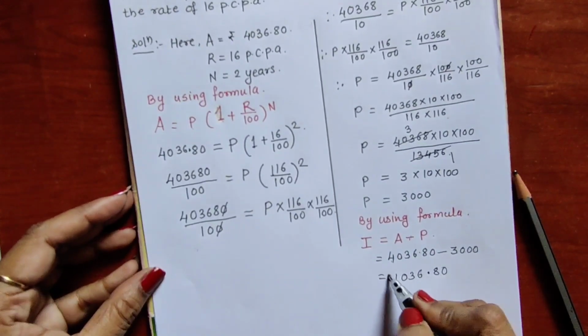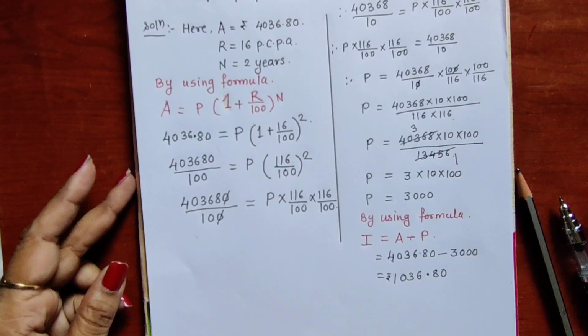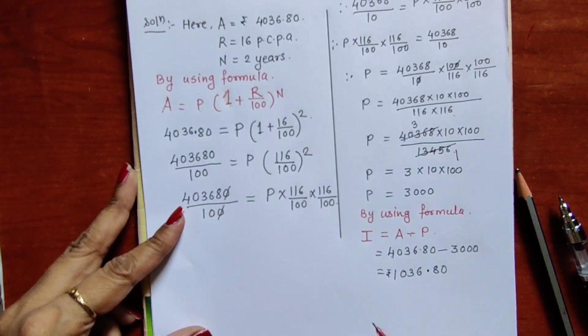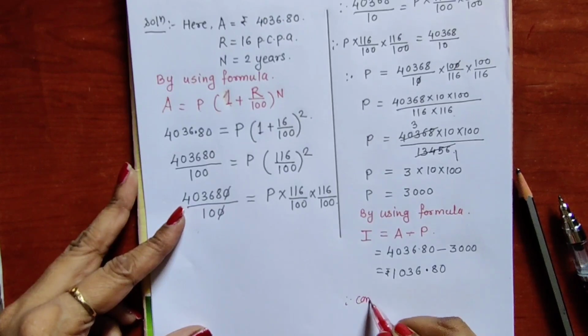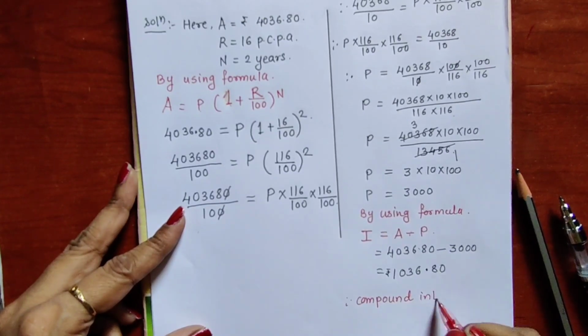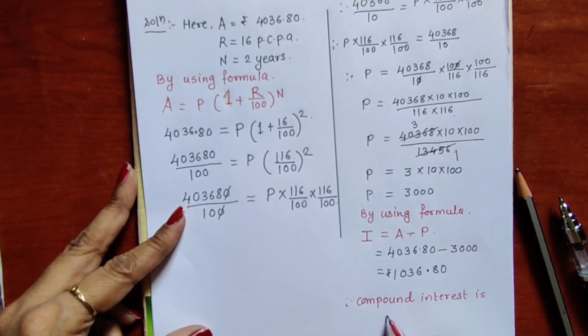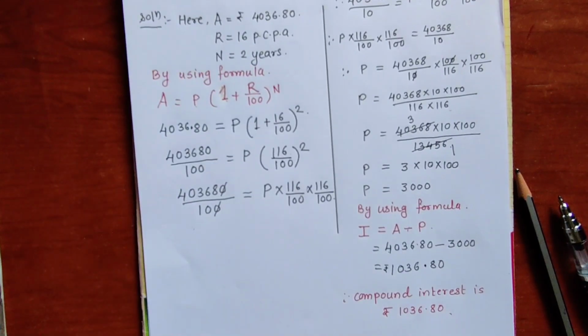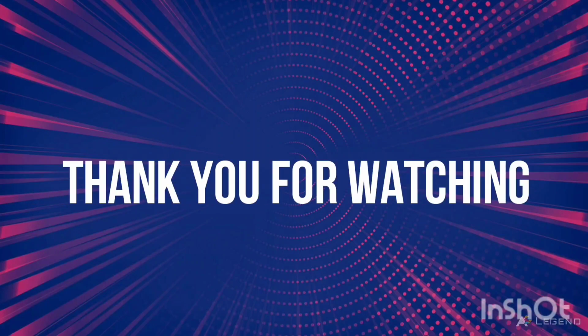Rupees we can write here. And now write the answer statement. Therefore, we can directly write only: compound interest is rupees 1036.80.